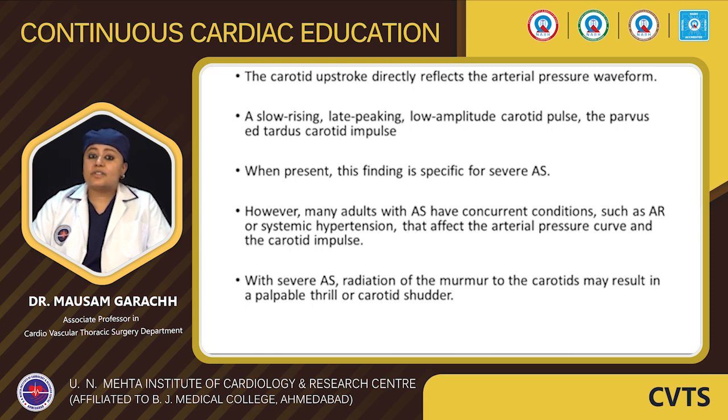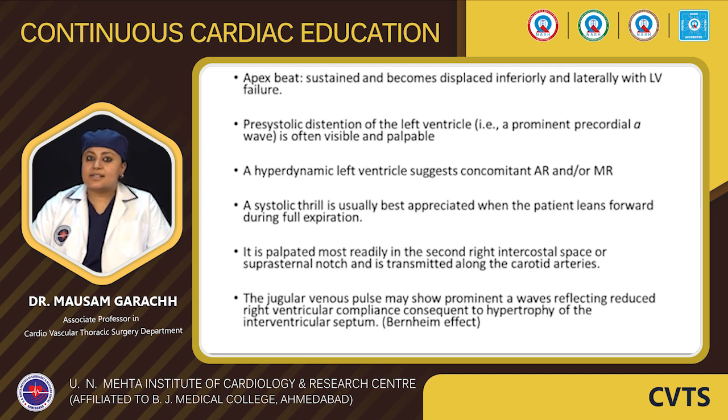However, many patients with aortic stenosis have a concurrent condition such as AR or systemic hypertension that affects the arterial pressure curve and the carotid impulse. With severe aortic stenosis, there would be radiation of murmur to the carotids, which may result in palpable thrill or carotid shudder. The apex beat is sustained and it becomes displaced inferiorly and laterally with LV failure. The presystolic distension of left ventricle, that is the prominent precordial A wave, is often visible and palpable.